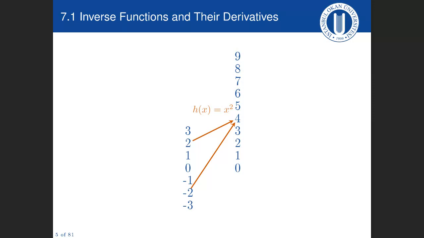Why does h not have an inverse? Well, if we look at a picture, there are 2 arrows pointing towards 4. It's not like the previous picture where each number had one and only one arrow pointing towards it. This number 4 has 2 arrows pointing towards it.